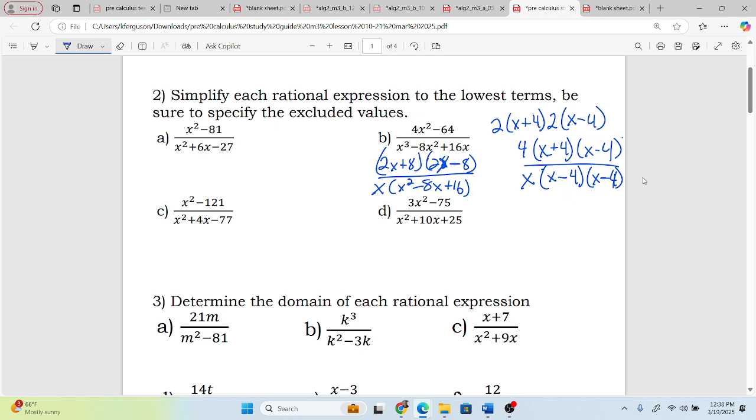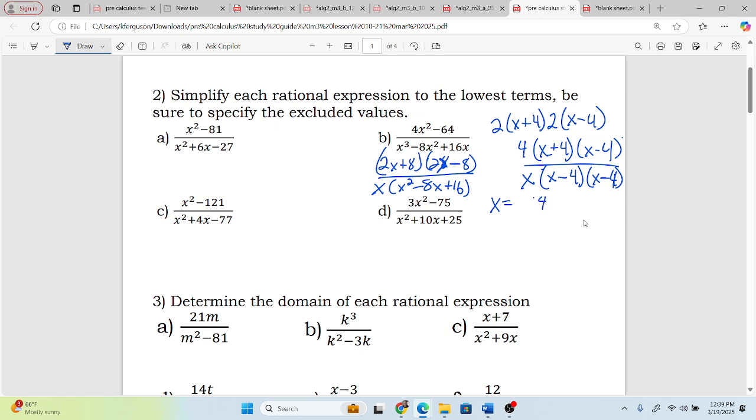Now here's the rub. The rub is be sure to specify the excluded values. Before I start canceling stuff out, I should think about the excluded values first, because if I start canceling and I forget that it was there, I might miss something. It just so happens that x minus 4 and x minus 4 are the same, so I definitely have positive 4 as one of my excluded values. So x cannot equal positive 4.